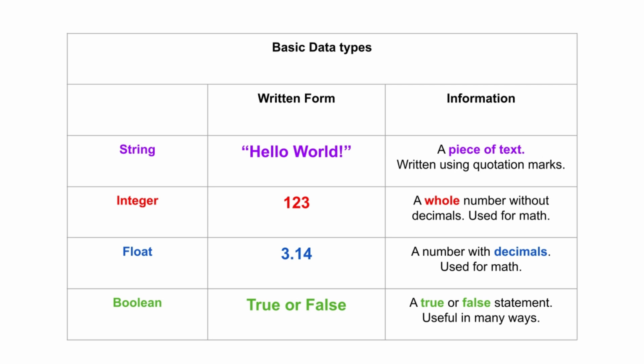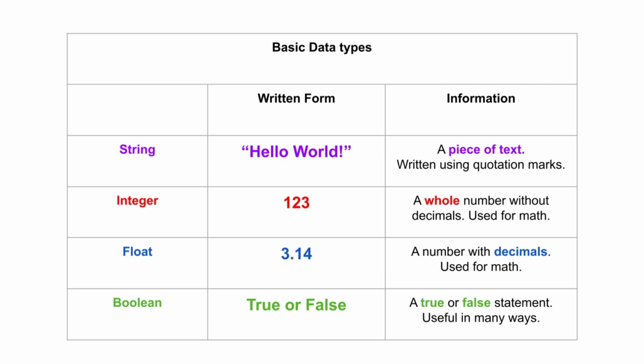A string is a piece of text or a string of characters in Python. It is written using a pair of quotation marks. You write your text in a pair of quotes and you have a string. And we can print this string on our console, assign it to a variable, or do whatever we want with it. An integer is a number without any decimals in Python. Remember, it is a whole number without any decimals.